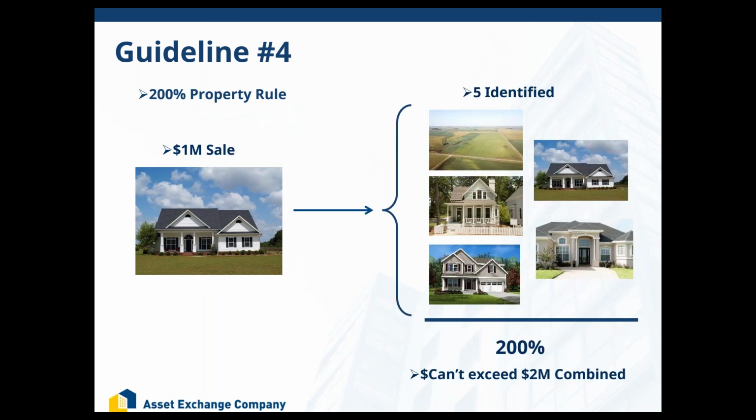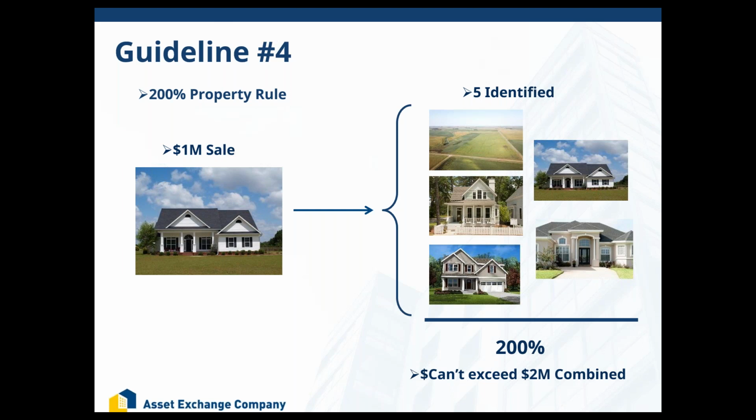Now, here's the 200% rule. Again, this is where you exceed the 3 property rule, but then you cannot exceed 200% or 2 times the combined fair market value of the property being sold. So here's how it works. Again, we sell for $1 million. Now, this time we go out and we identify 5 properties. Because we've identified 5, what just happened? We exceeded our 3 property rule, so that puts us into the 200% rule. So what does that mean? What that means is the combined purchase prices of all 5 of those properties cannot exceed $2 million.